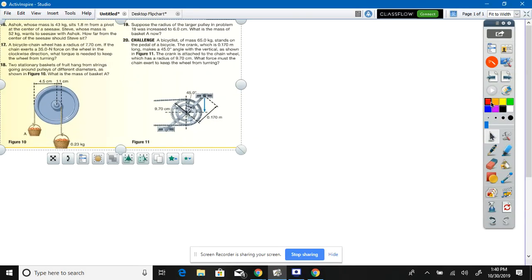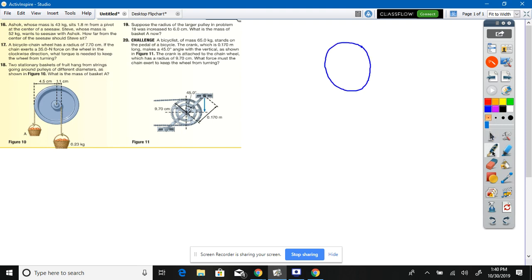My gosh. All right, number 17, a bicycle chain has a radius of 7.70. Okay, I'm not going to spend time drawing the chain and the gear wheels, but you guys get it. You know what a bicycle gear wheel looks like, right? With the teeth, okay? And then you've got the chain here, right? And then... It looks horrible.